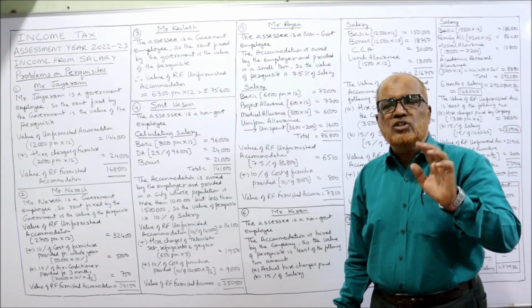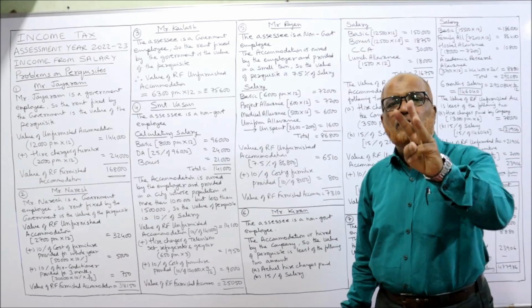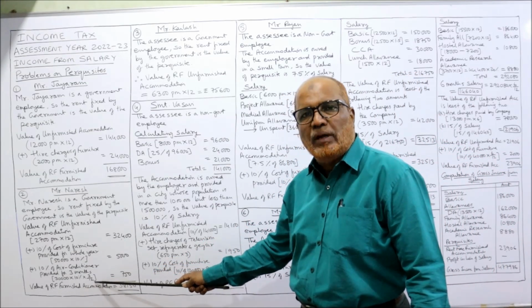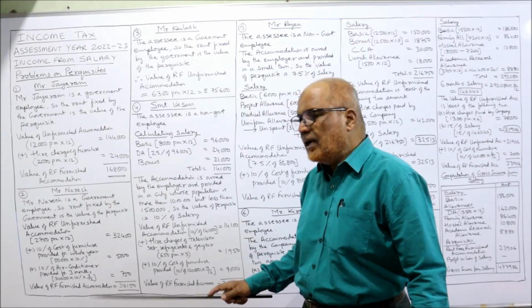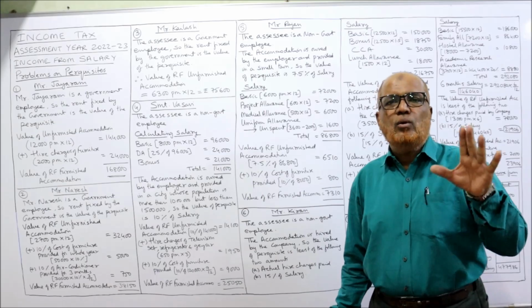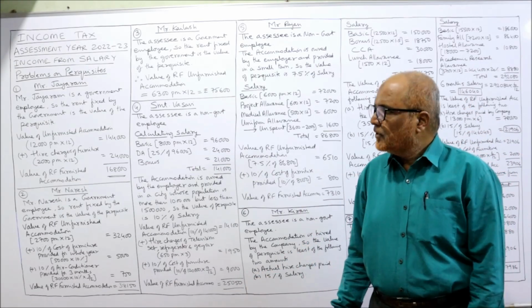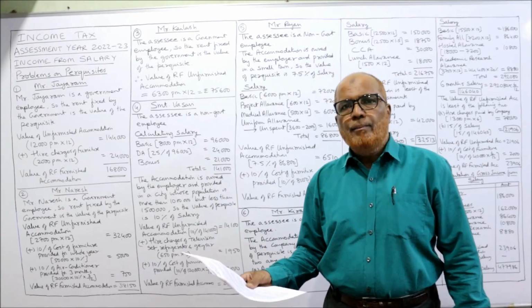30,000 worth of refrigerator is provided. Air conditioner is provided only for 3 months. So 10% of 30,000 into 3 by 12 for 3 months, 750. Take the total, 38,150 is the value of rent-free furnished accommodation. That's it. 2 problems completed. Now problem number 3.